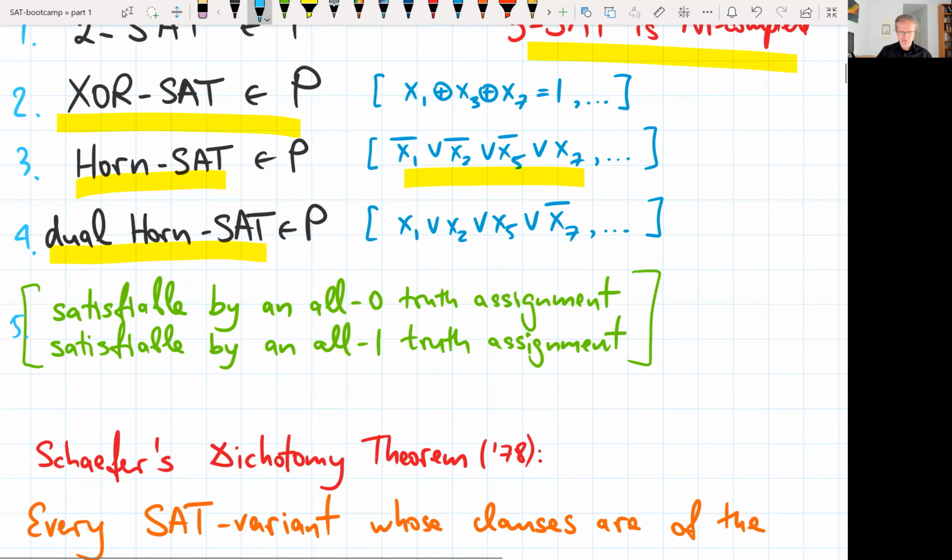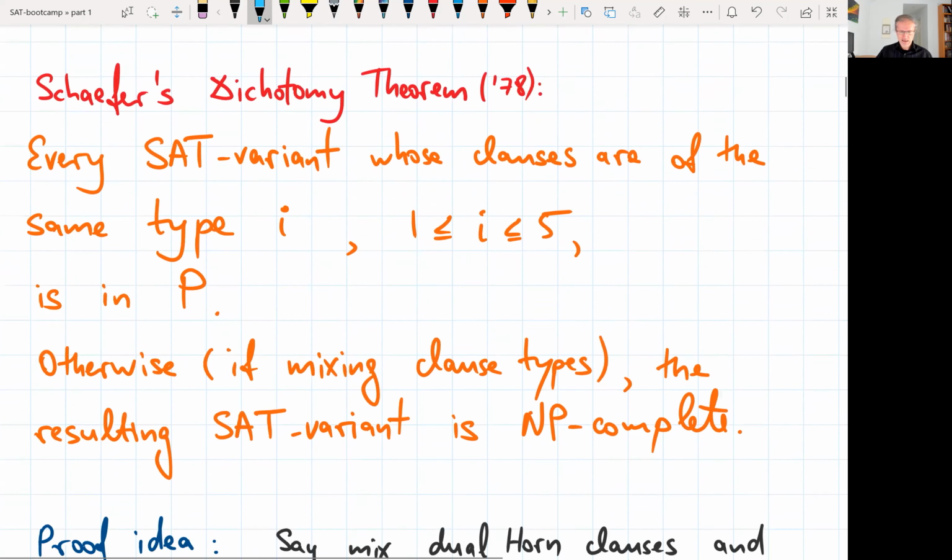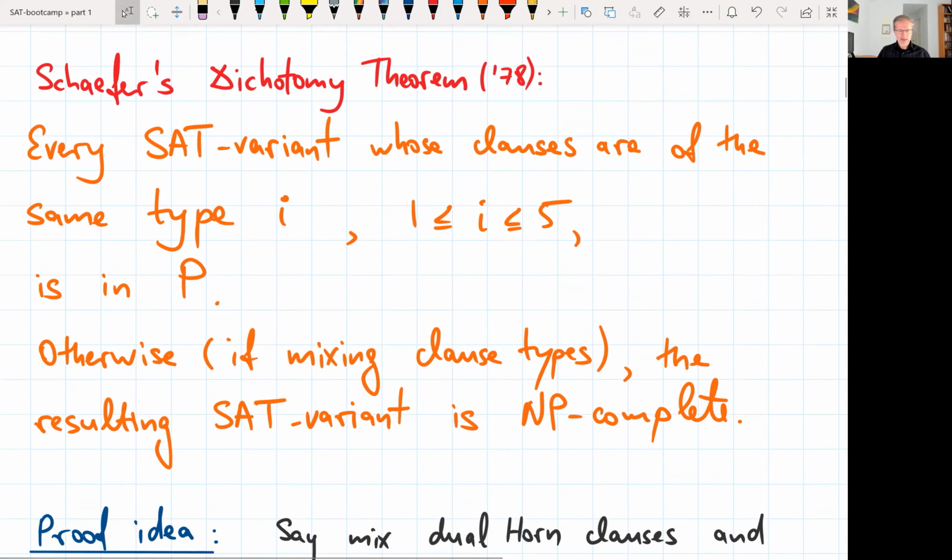And that was proved formally by Schaefer, who said exactly the following. He says, consider any SAT variant whose clauses are of the same type among the few types that I discussed earlier. Then if all of the clauses are of the same type, you have a polynomial time solvable SAT variant. Otherwise, meaning if you allow clauses of different types to be present in the same formula, the complexity of satisfiability jumps, you get NP-completeness.